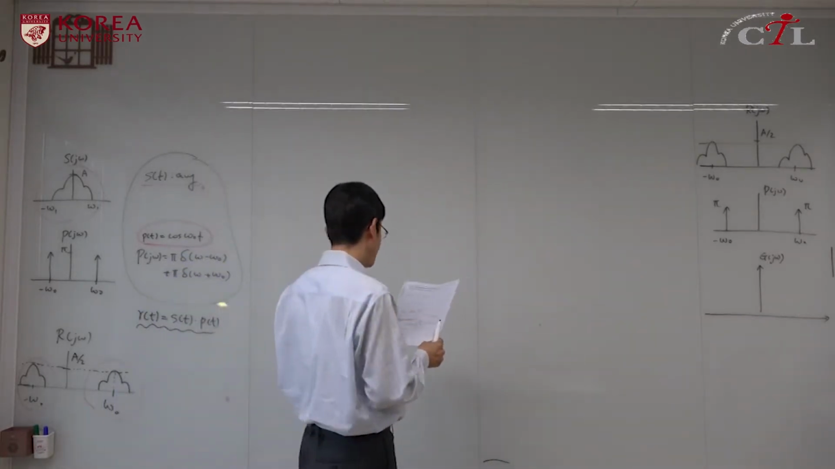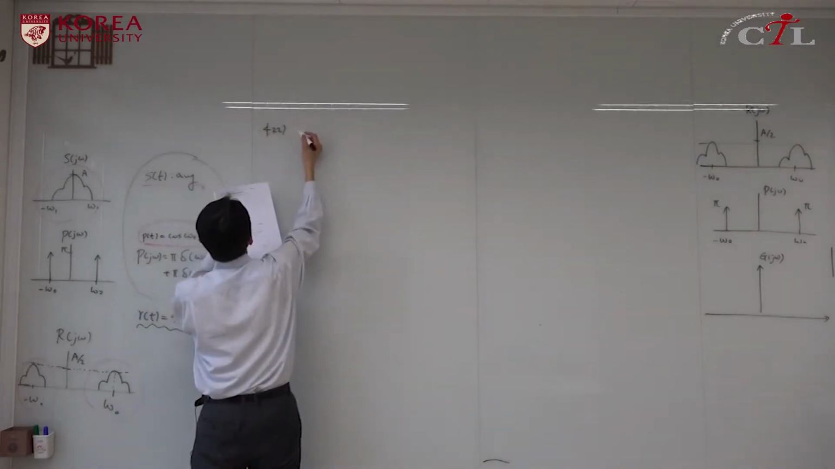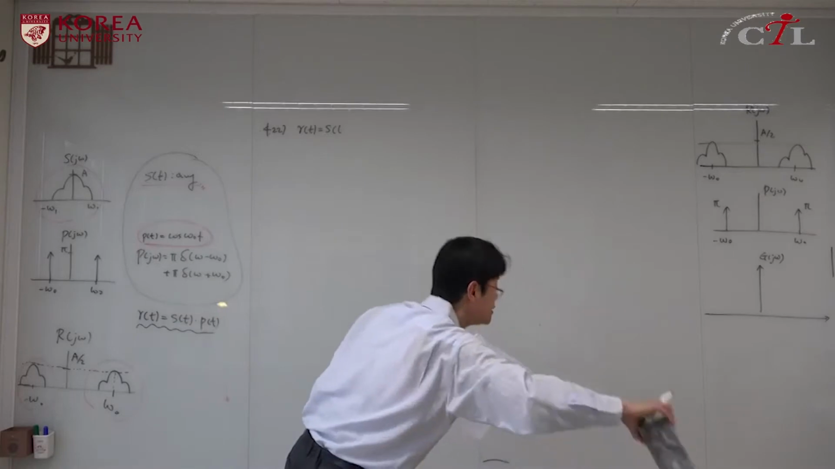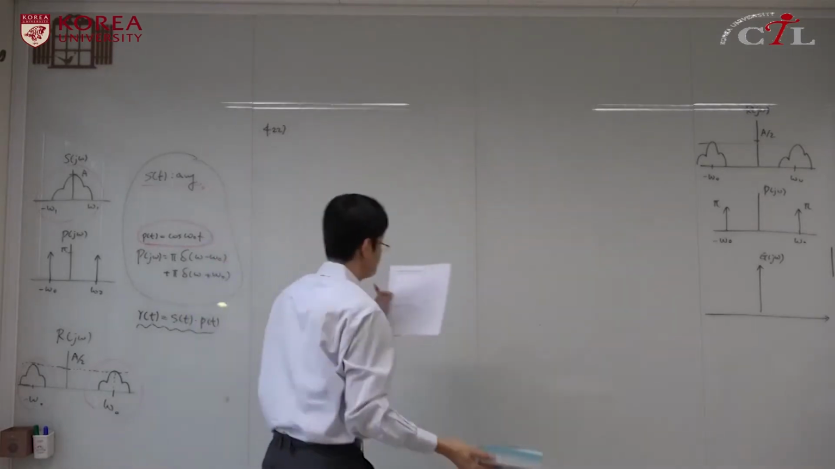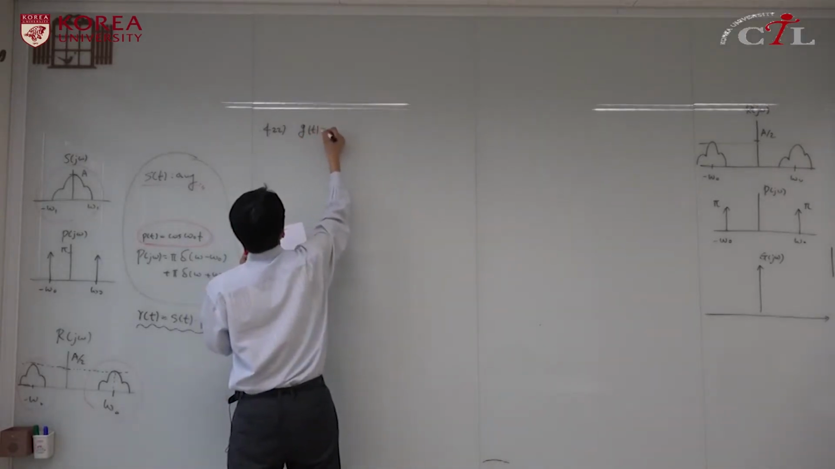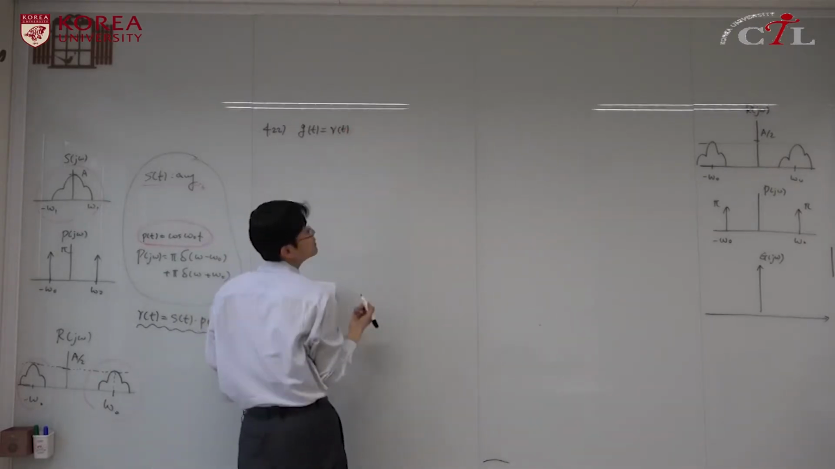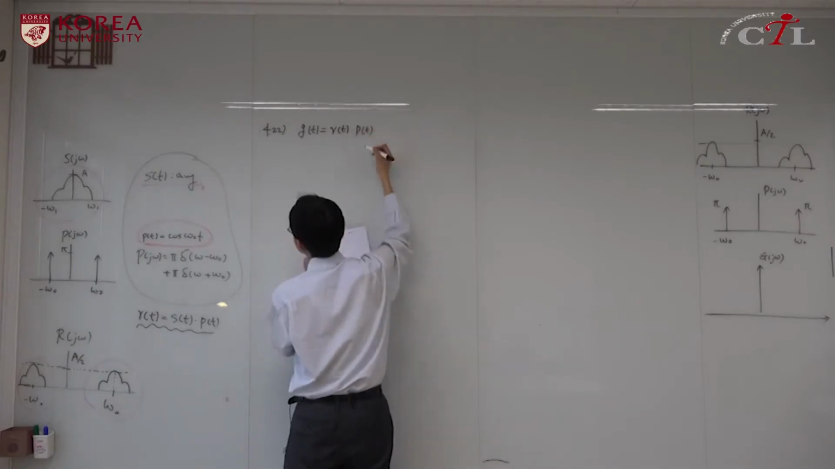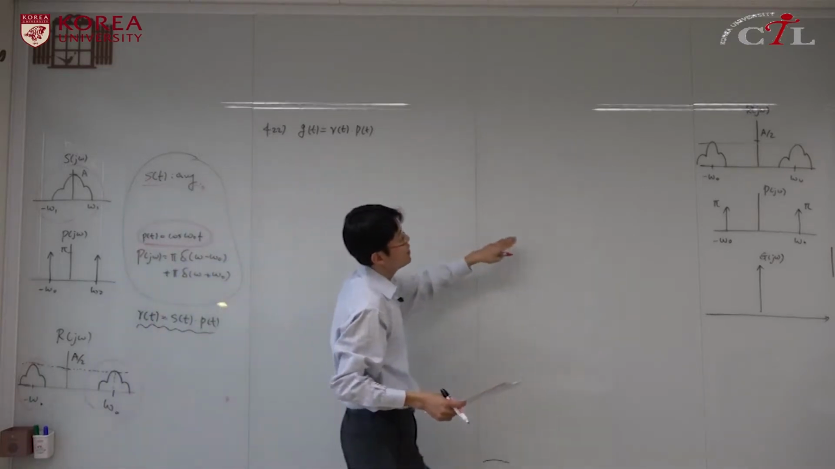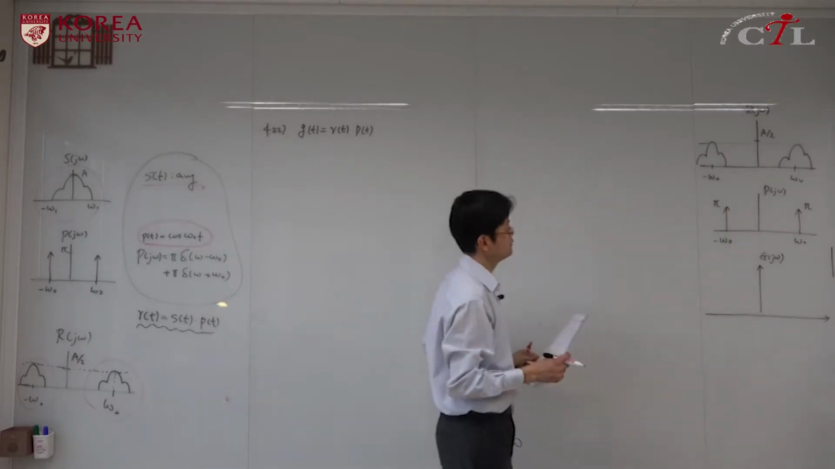Then, example 4.22. Given g(t) is the multiplication of r(t) times p(t), for the same p(t), then what will be g(t)? Here r(t) has a Fourier transform, p(t) has a Fourier transform, and what will be g(t)'s Fourier transform? That's the question.